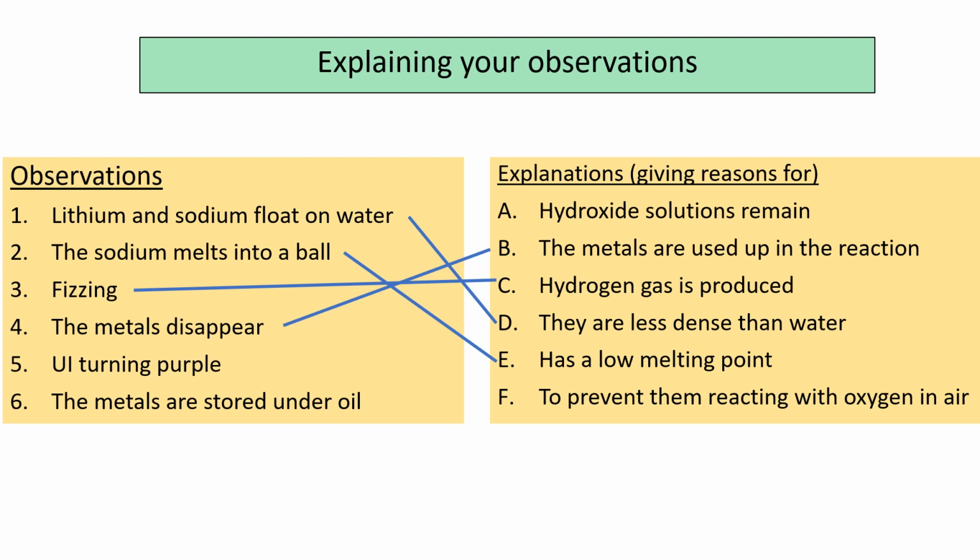If we were to add universal indicator, it would turn purple. And this is because we are producing a hydroxide solution at the end, which is alkaline, hence the name alkali metals. And finally, the metals are stored under oil, and this is to prevent them from reacting with the oxygen in the air.